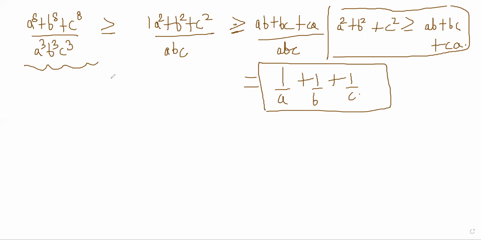So what we are using here is basically Chebyshev's on two appropriately chosen sequences. The sequences that we chose were A^6, B^6, C^6, and A square, B square, C square. And after that, we are applying AMGM in one of the steps to simplify matters. One last example I will show before we end this video. This is question number 7.